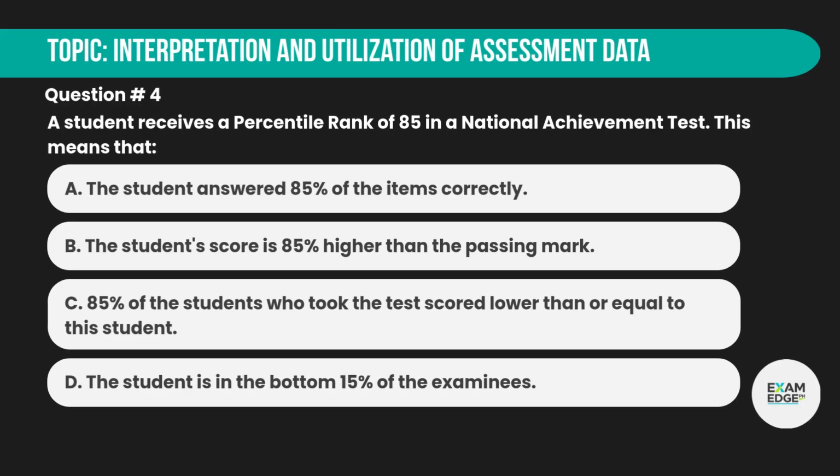Question number 4. A student receives a percentile rank of 85 in a national achievement test. This means that A. The student answered 85% of the items correctly. B. The student's score is 85% higher than the passing mark. C. 85% of the students who took the test scored lower than or equal to this student. D. The student is in the bottom 15% of the examinees.